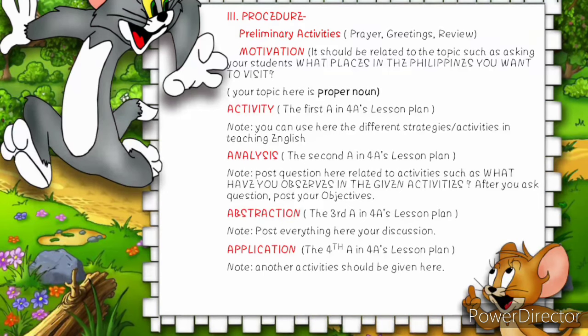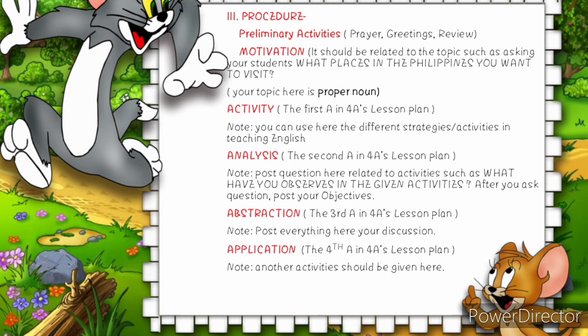Let's have now the first A, which is activity. Here you can use different strategies or activities as a teacher, like group activity, brainstorming, think, pair, and share. Like for example, if you're an English teacher, and your topic is proper noun, you will let your students be grouped into 4, and then you task them to list names as many as they can and then present it in front.